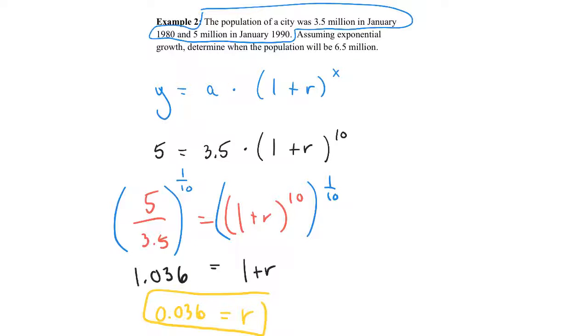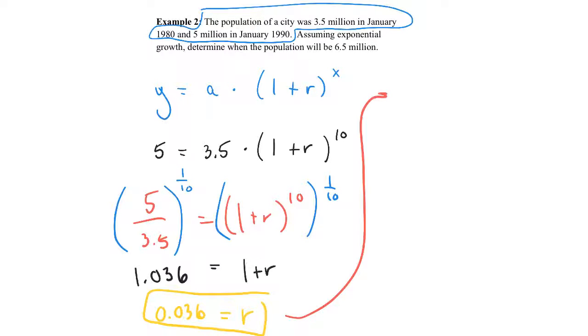So what is R? R is the growth rate. It's not the answer, right? What does it say? Determine when the population reaches the given value. So what are we looking for when it says when? What variable? When? X. X represents time increments or time intervals.